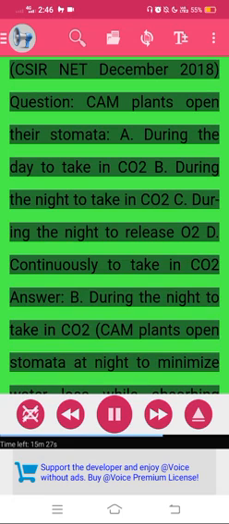CSIR NET December 2018. Question: CAM plants open their stomata: A, during the day to take in CO2; B, during the night to take in CO2; C, during the night to release O2; D, continuously to take in CO2. Answer: B, during the night to take in CO2. CAM plants open stomata at night to minimize water loss while absorbing CO2.